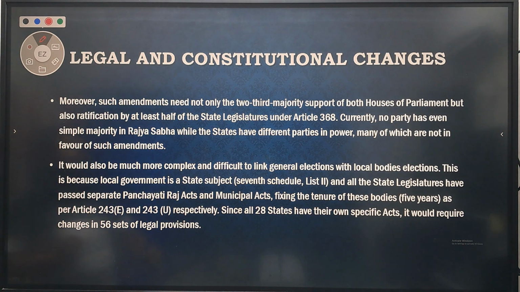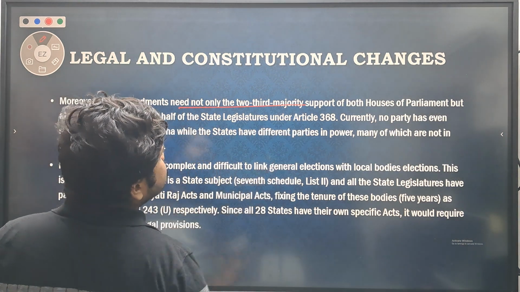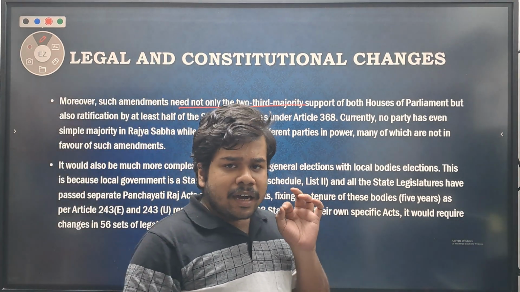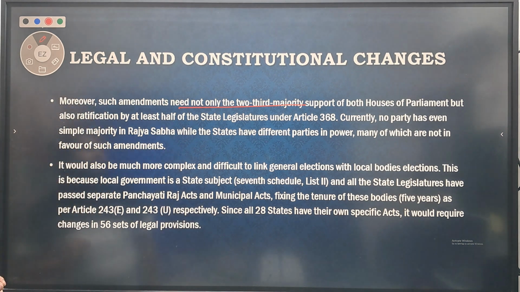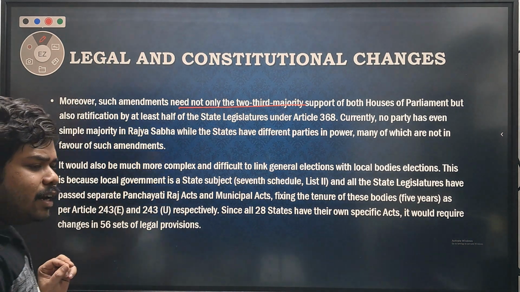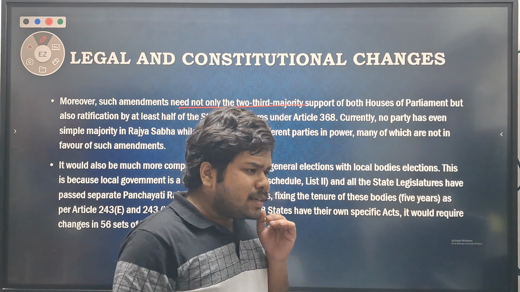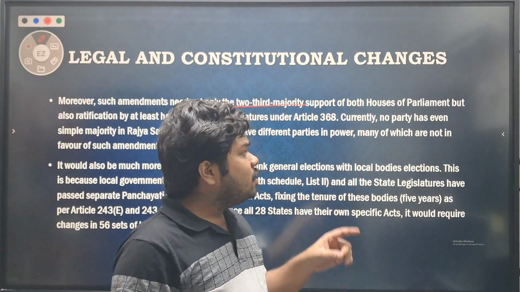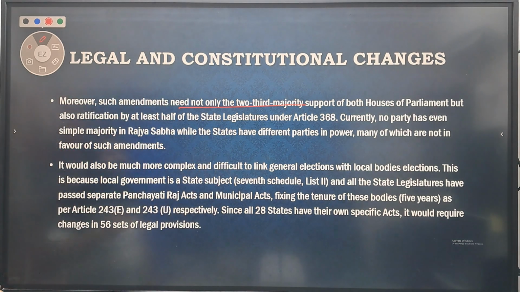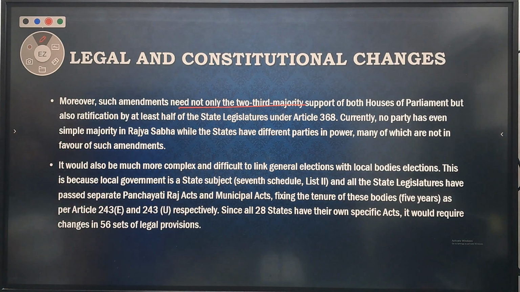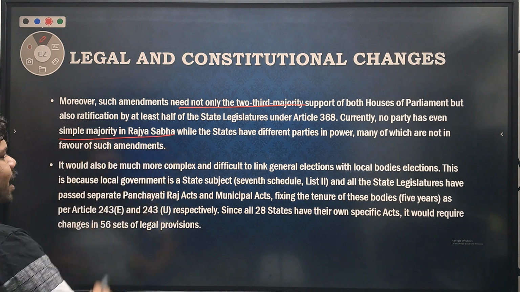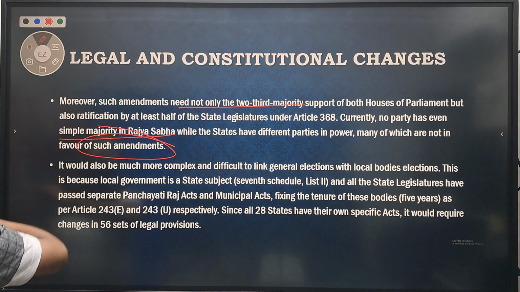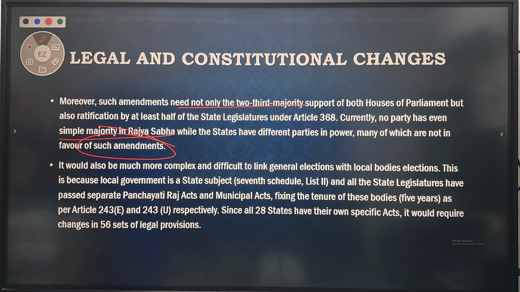Moreover, such amendments need not only the 2/3 majority support of both Houses of Parliament, but also the ratification by half of the states, because this is a federal issue which needs to be amended. So, in case of amendment of federal issues, these ratifications by half of the states are necessary. Currently, no party has even a simple majority in Rajya Sabha, while the states have different parties in power, many of which do not favor such amendments.